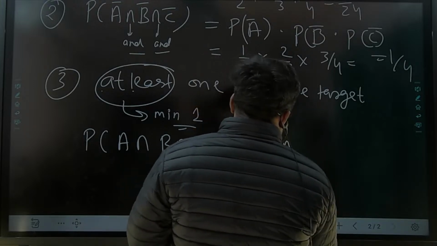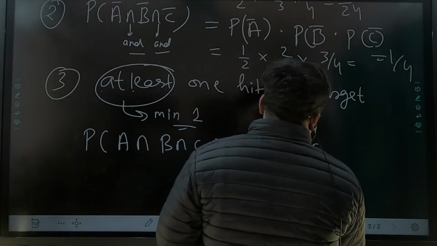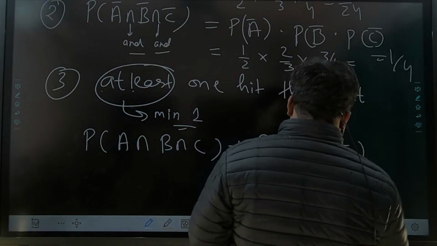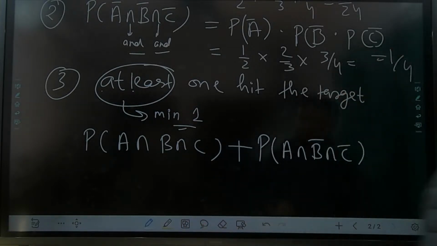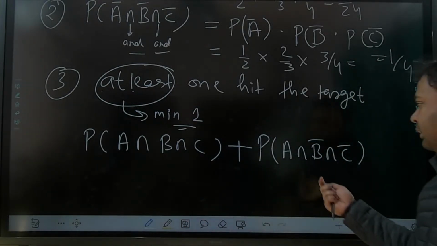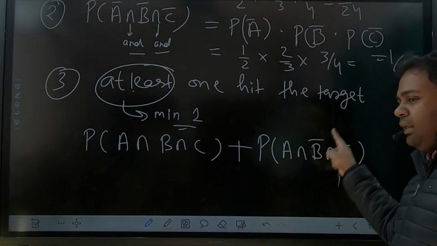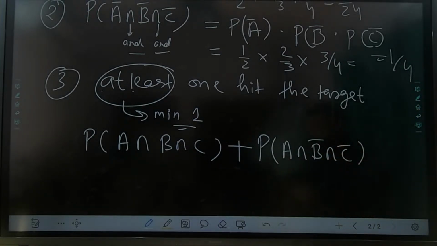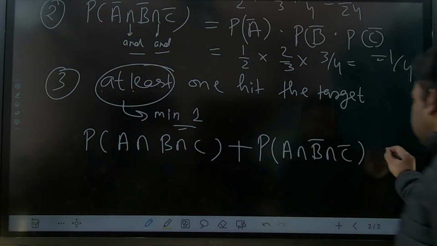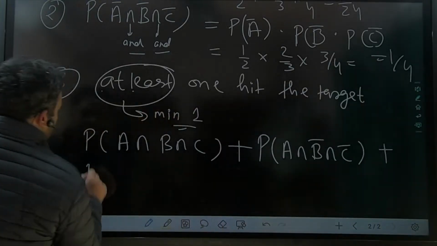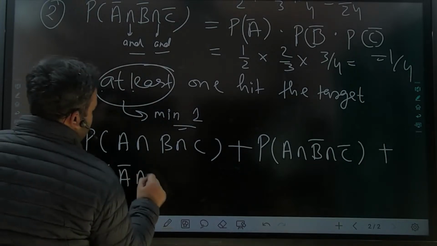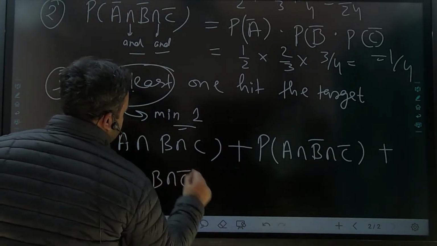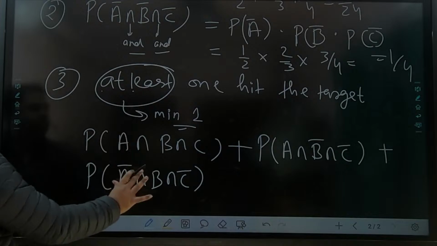Suppose A hits the target, but B does not hit the target and C does not hit the target. This case can also come. Minimum one has to hit the target. So A is hitting the target, B negation, C negation. So B and C are not hitting the target, but A is hitting the target. This is also one of the cases possible under case 3. Right? Suppose now A is not hitting the target, but B is hitting the target and C is not hitting the target. This is also a favorable case. Minimum one has to hit the target.